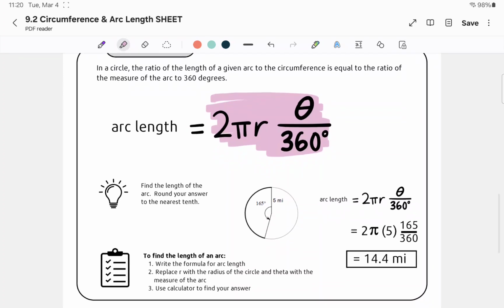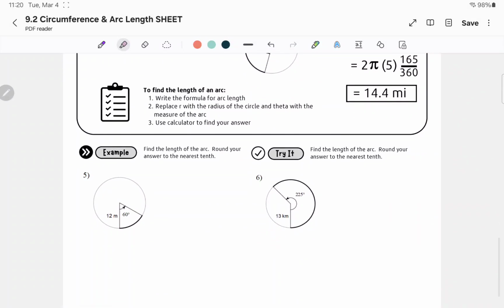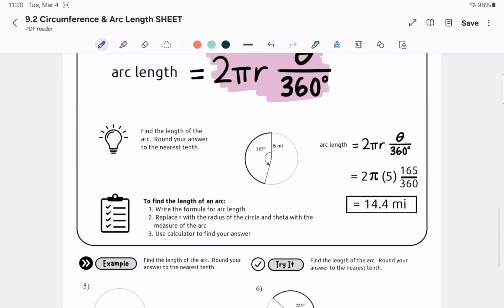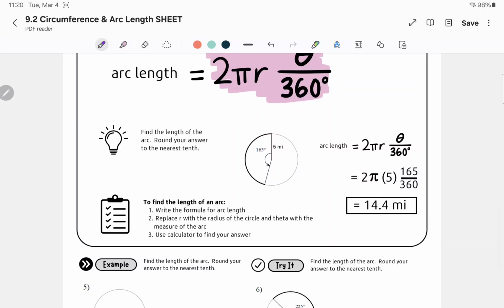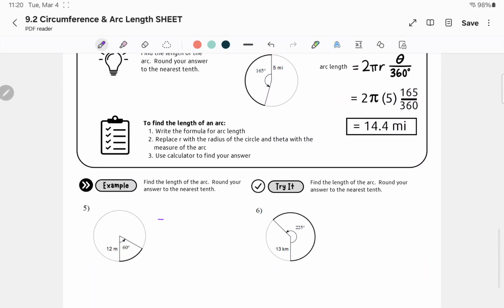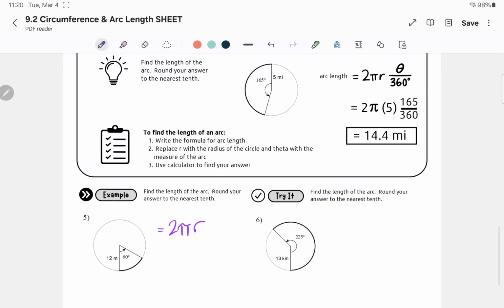And you could look at this example a little bit later, but let's do example number 5 together. It says find the length of the arc, which means I'm going to be using my arc formula. So let's go ahead and copy that down from up here, which is 2 pi R. Always use this one, 2 pi R, and then theta over 360, right? We're just going to copy that straight from the top.